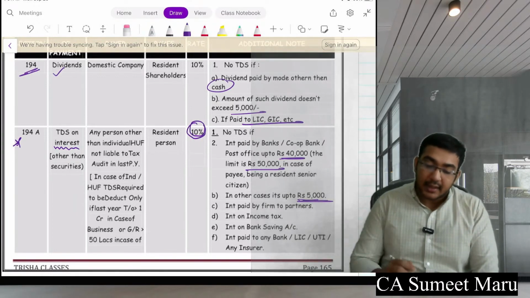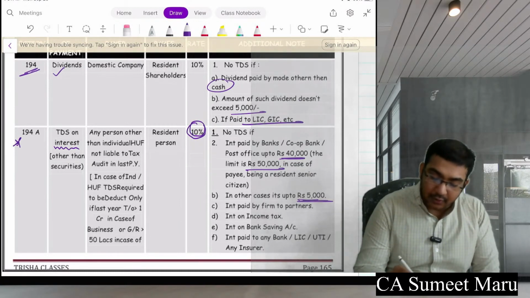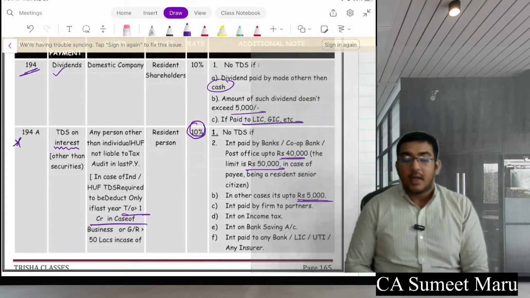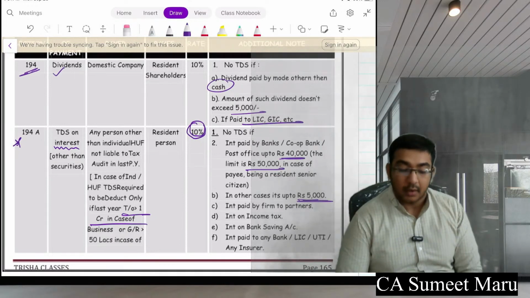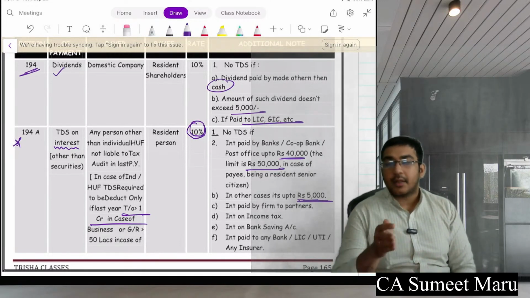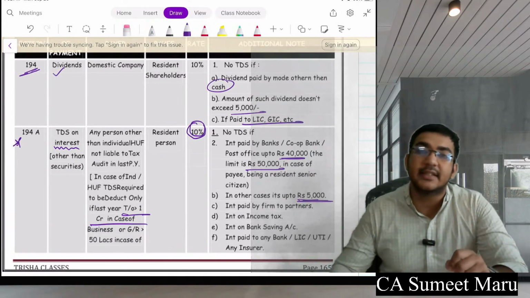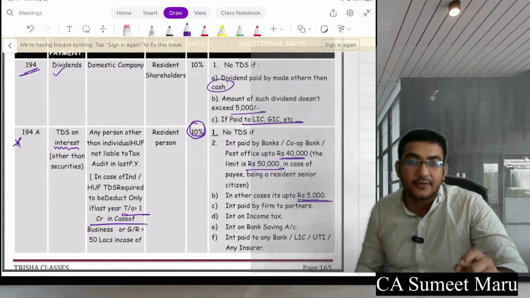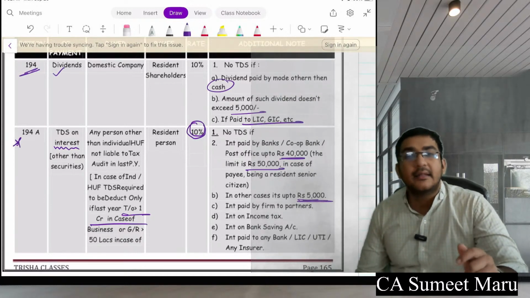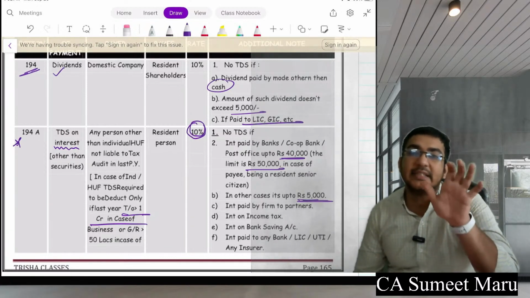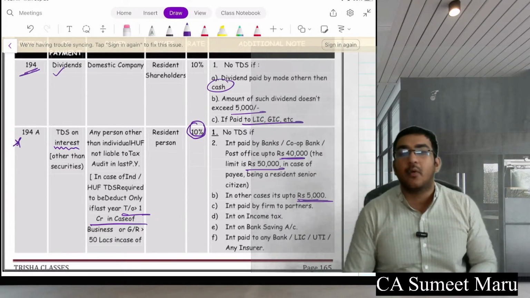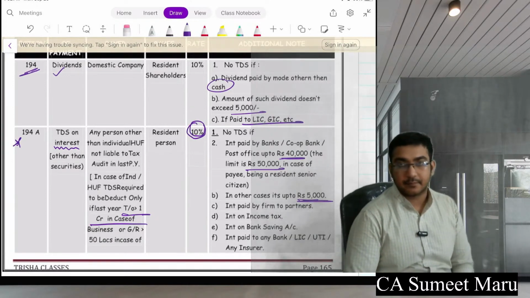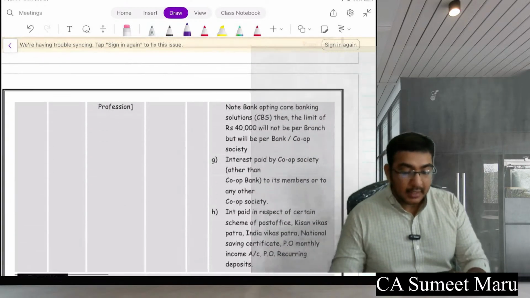Who will do this? In case of an individual, only a person who requires audit, only if his last turnover is 1 crore or more. Other than an individual, everyone will do. In case of an individual, if his turnover is above 1 crore, then and only then will he do this TDS. The bank will do this TDS if they are paying interest of more than 40,000, or 50,000 in case of a senior citizen. Other than the bank part, the limit for this TDS is 5,000. So if I am paying anyone interest above 5,000 rupees and my turnover for last year is above 1 crore, I have to do the TDS under this section. This section is very important. Next.